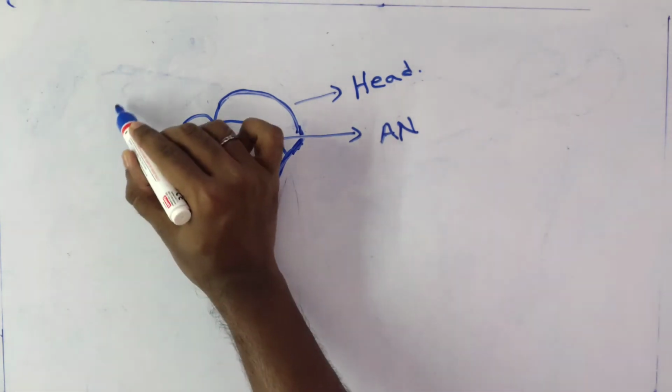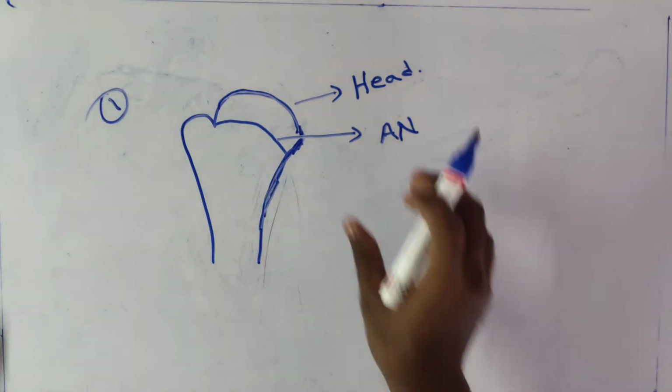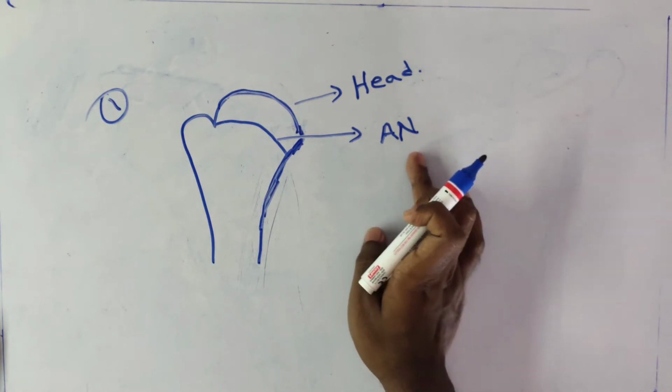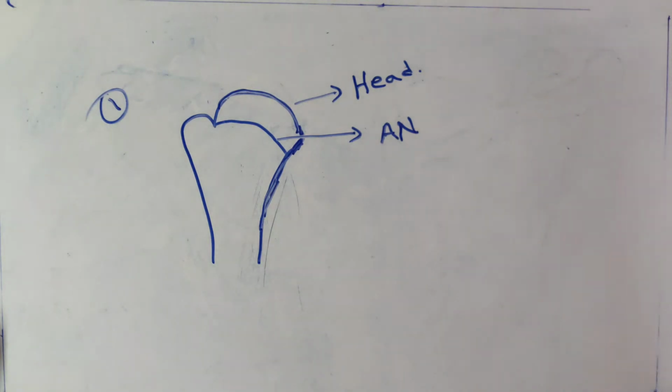This is one diagram. And write about the matter of the head and its relations, that means the anatomical neck and greater tubercle, and so on.